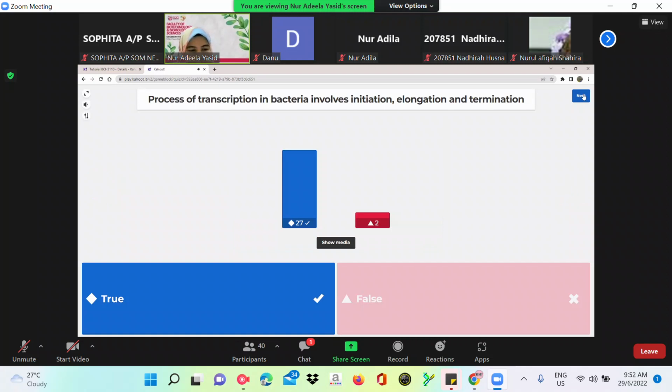Okay, so I hope by having these questions, you should now be able to describe what happened during the initiation part, what happened during the elongation, and what happened during the termination. So that basically covers the whole process of transcription for the prokaryotic system.